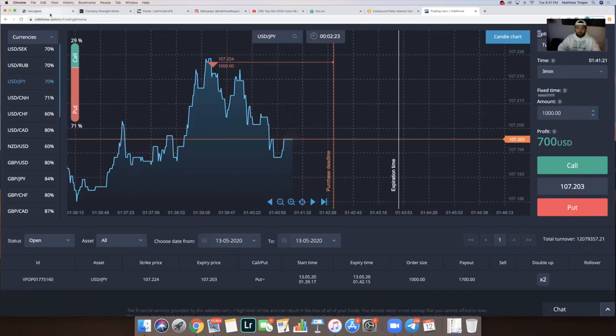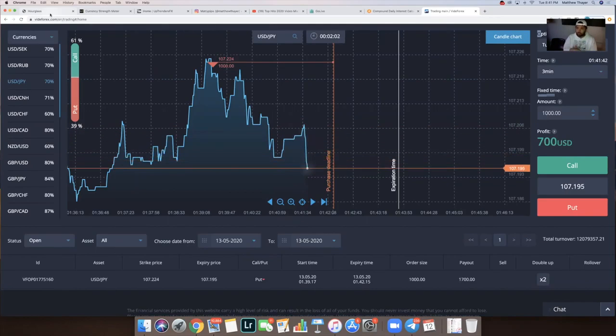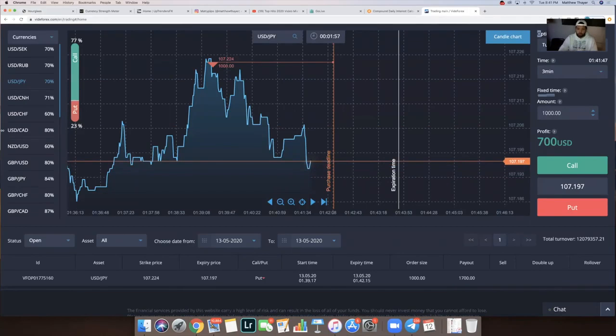Now, if you're watching this and thinking to yourself, this looks really, really easy, well, truth be told, guys, it is very, very easy. I made this software, I made this strategy, and I try to make it as simple as possible for everyone to be able to learn. Down here on the bottom, it lets you know which currency pair you got in at, your strike price, and your expiry price.